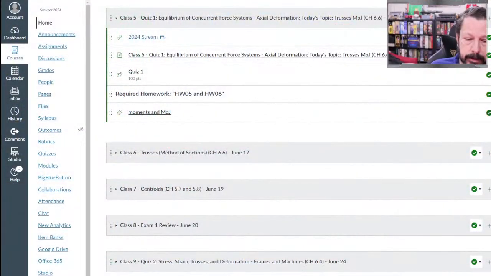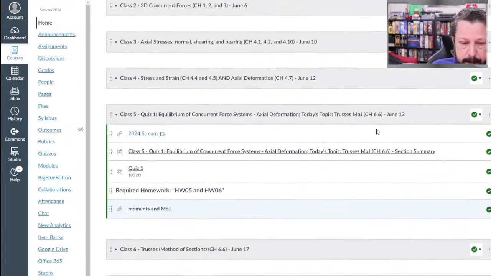Today, mostly what we'll do is fall back on the statics side of things again. We're going to talk about trusses. First, though, let's check out our web page, all the Canvas materials, to make sure that we're all on the same page.